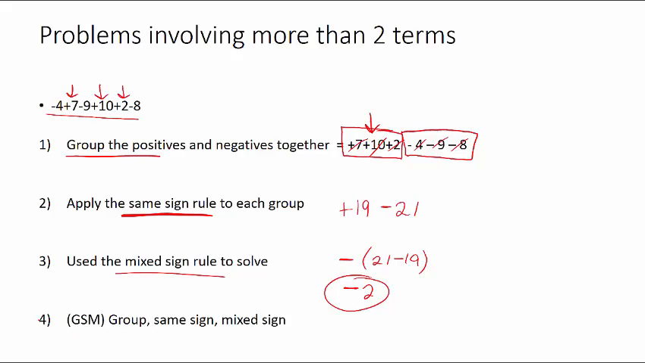So what we just did there is group, same sign, mixed sign. So we're going to remember GSM. We're going to group the same signs. We're going to group the terms together that have positives and the ones together that have negatives. We'll use the same sign rule, and then at the end when we have the 2 mixed signs, we use the mixed sign rule.